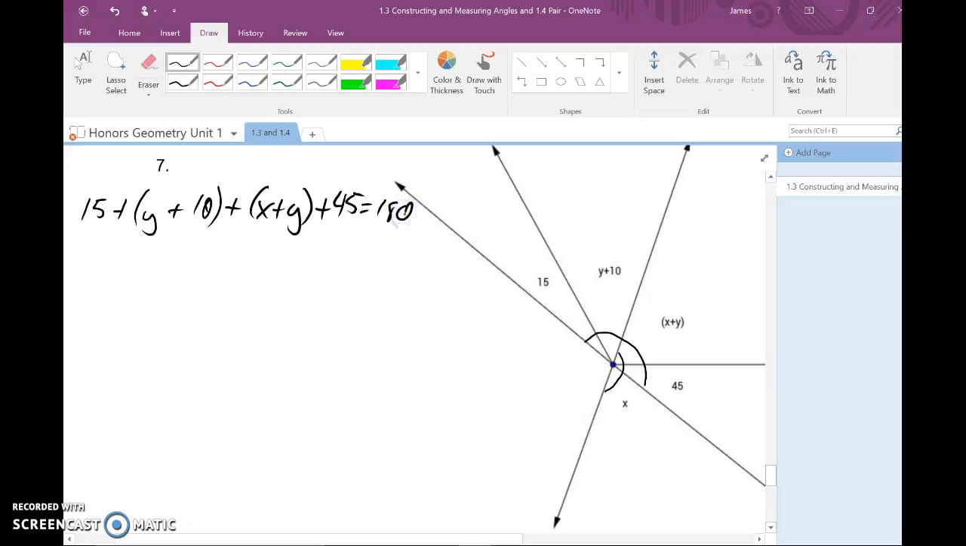Okay, now there's a lot going on here, so let's go ahead and simplify and combine like terms. There's only one x, I have that. There's two y's. Okay, and then I can go ahead and add in all of the constants together here. So I'll get 25 plus 45, so that's going to give me 70, equals 180, and then I can just go and subtract 70 from both sides, so I end up with x plus 2y equals 110.